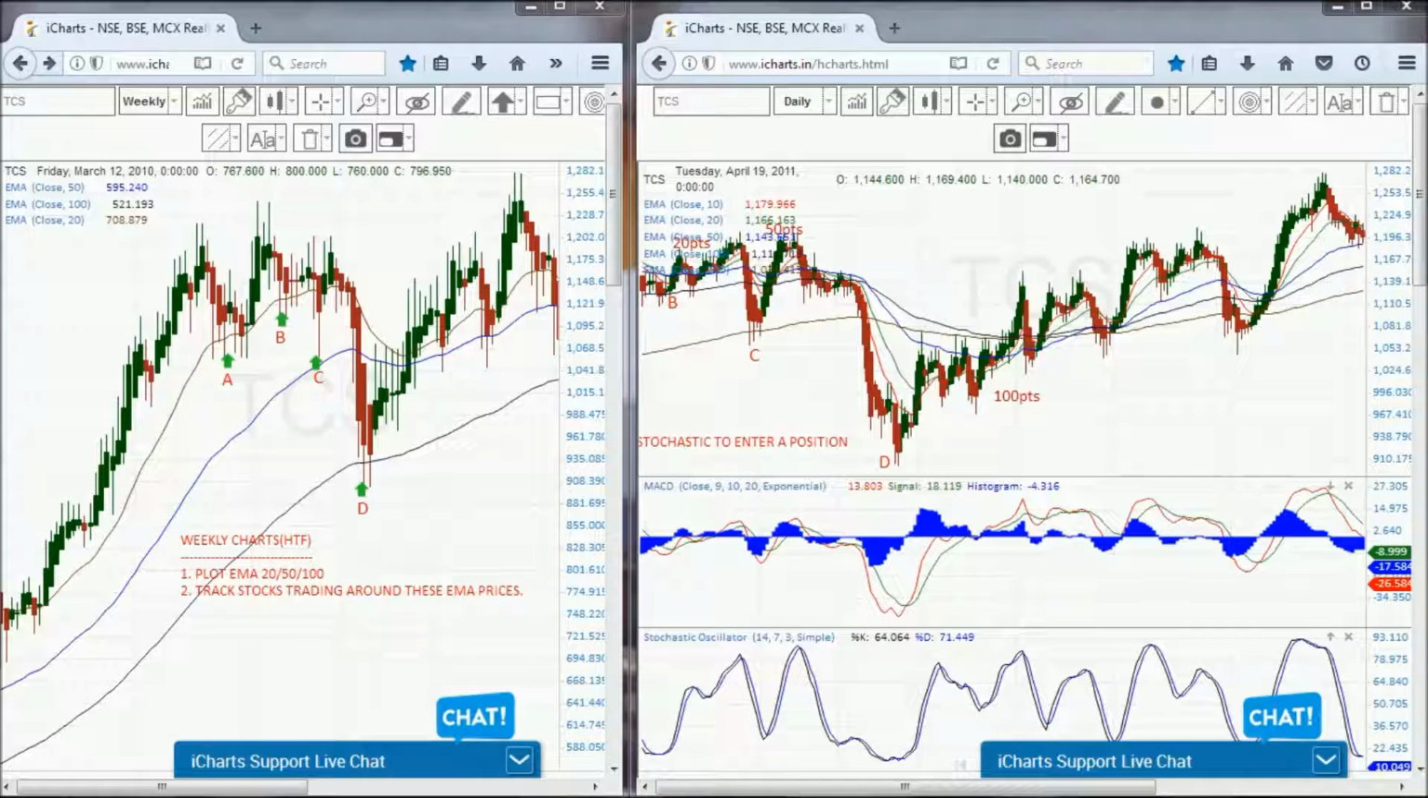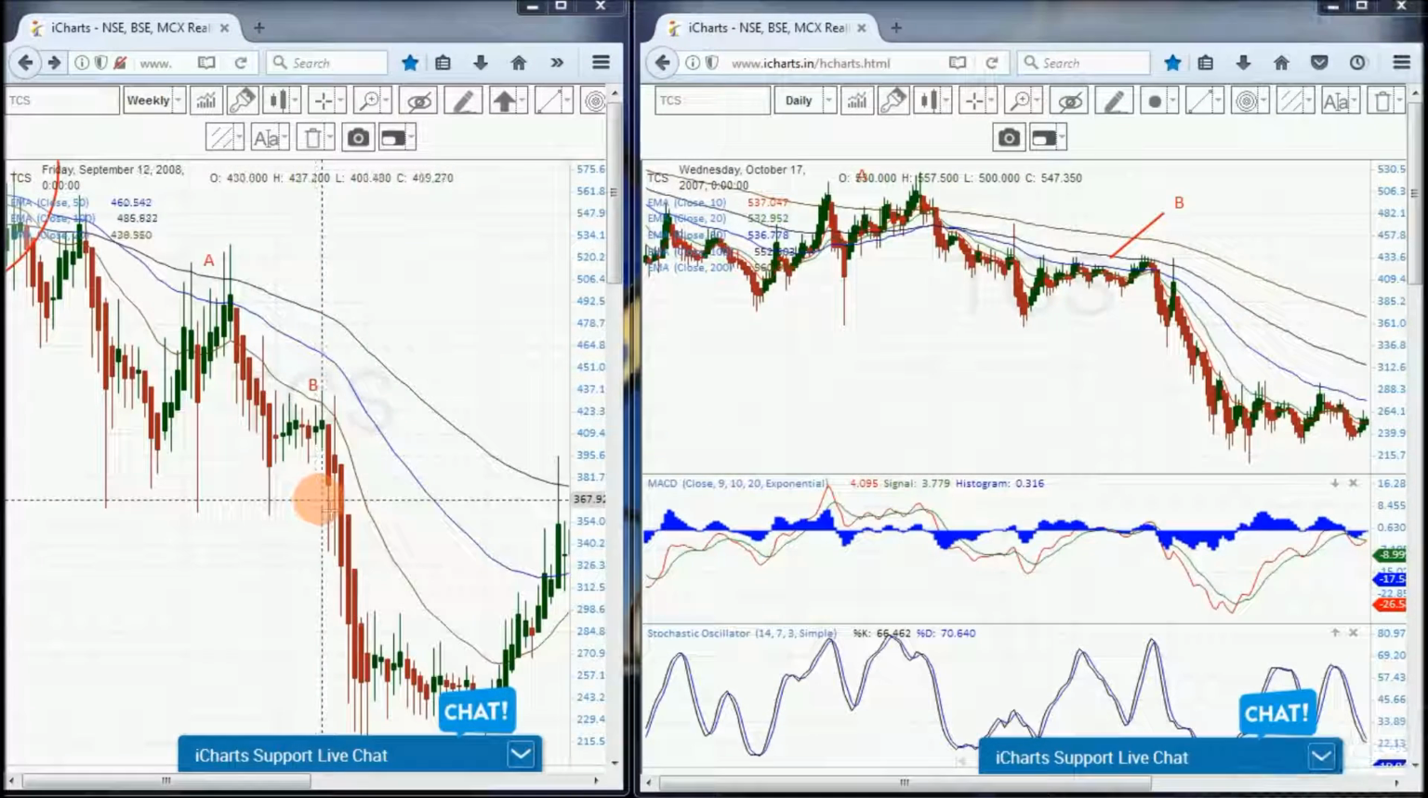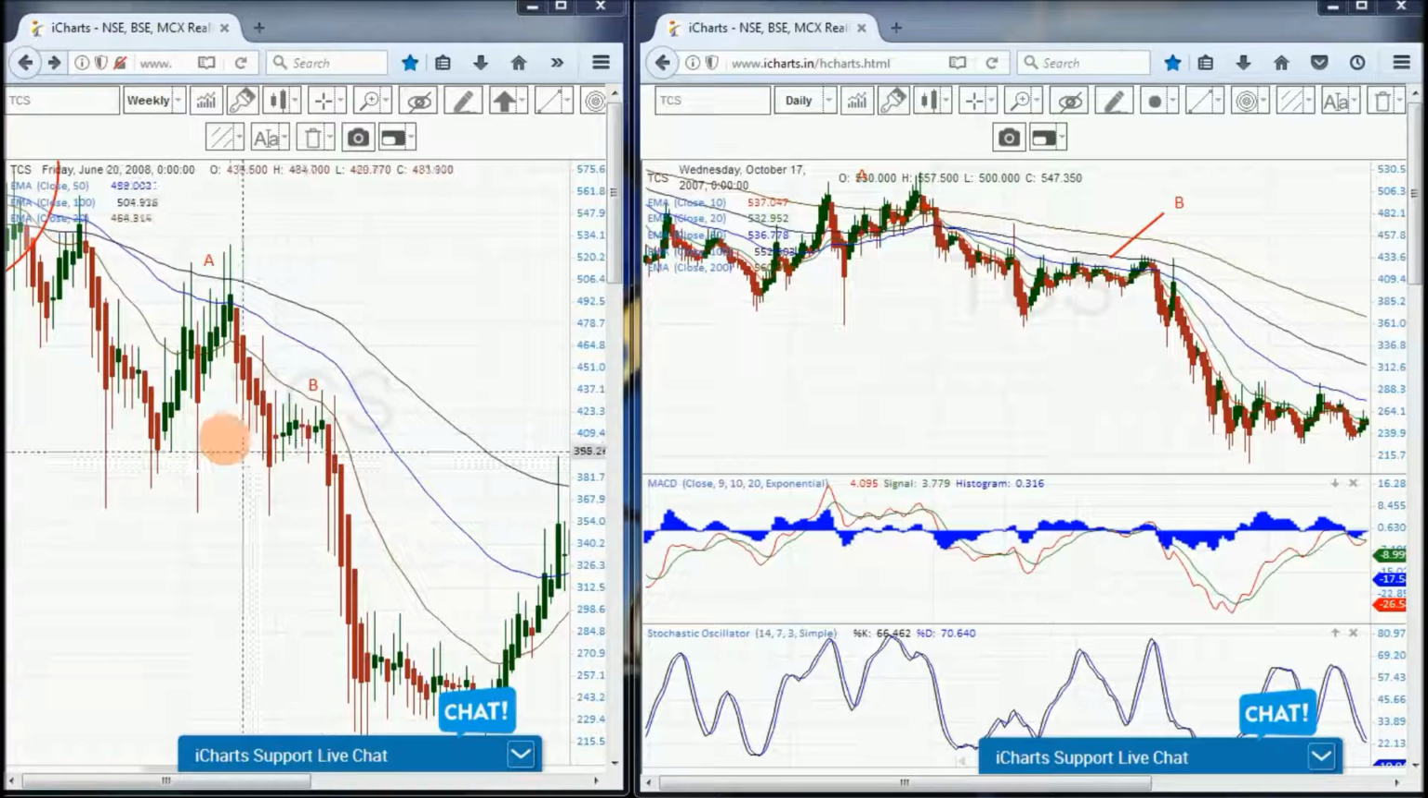Let's take some trades where you can short the stock. Okay guys, so this is another setup for TCS, and this was way back in 2008 when it was going in a downtrend.